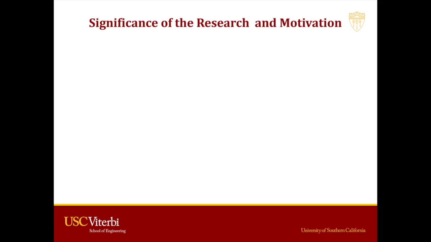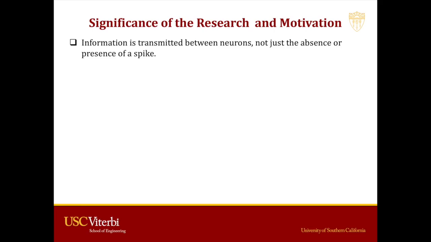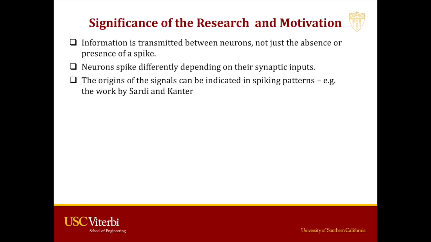The motivation behind the research can be summarized in the following points. Information is transmitted between neurons not only by the absence or presence of a spike. Based on different synaptic input, a neuron can spike differently, as shown in Sardi and Cantor's work. The generated spiking pattern carries information about the origin of the stimulus.